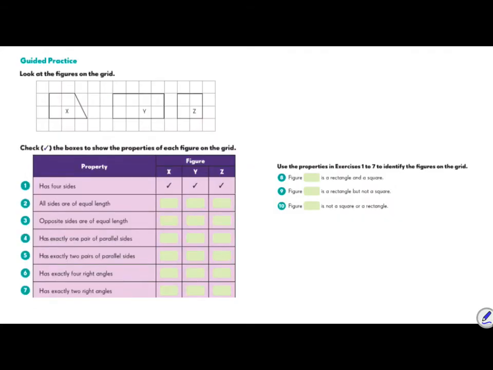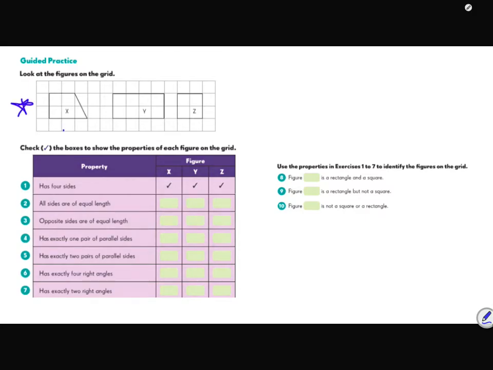All right, you're going to pause right here and fill this out. It says, look at these figures right here. We have X, Y, and Z. You're going to write down 1, 2, 3, 4, 5, 6, 7 on your paper, and for number 2, you're going to check off all the ones that have equal length. Number 3, all the ones where opposite sides are equal. And then you're going to answer questions 8, 9, and 10. This should take you a few minutes. Press play when you're ready.